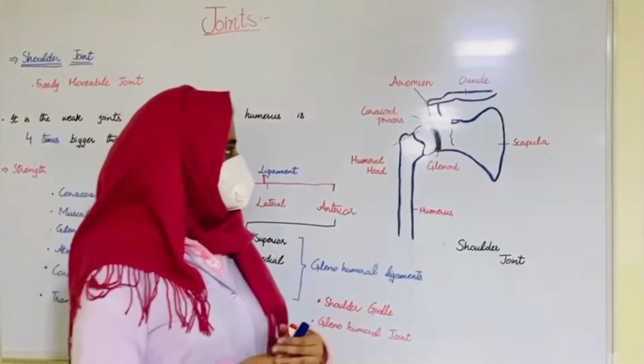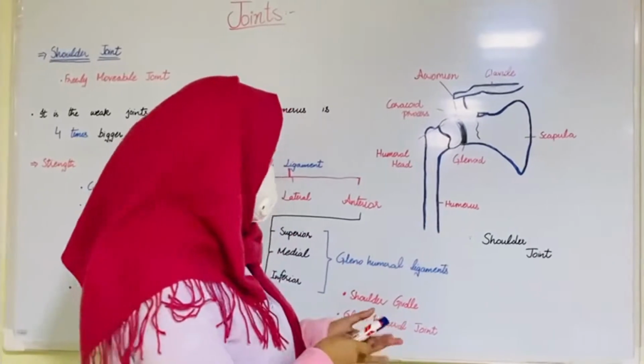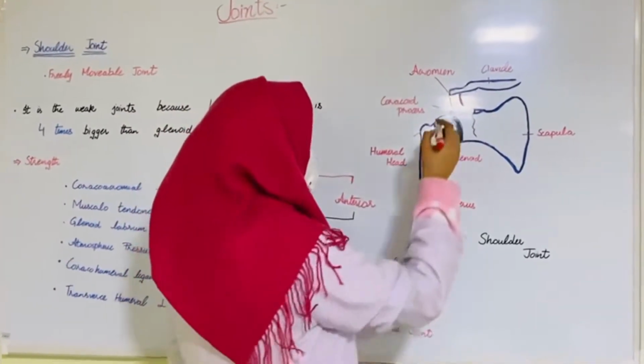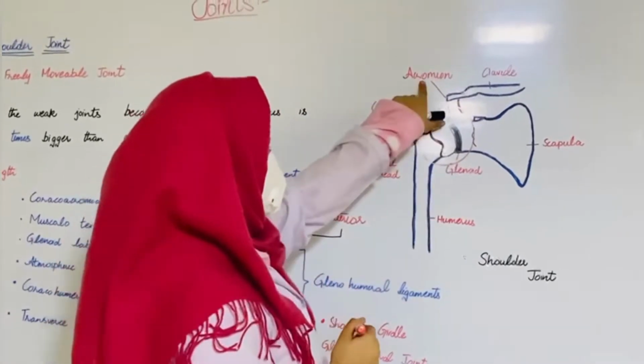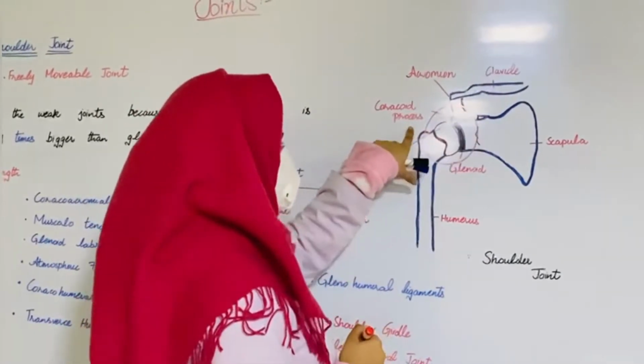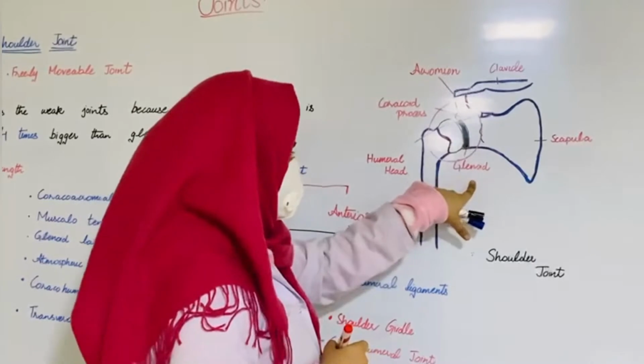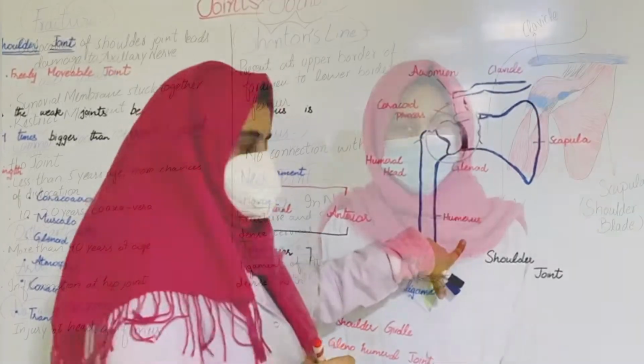In the diagram, I explain the shoulder joint is made up of the acromial process of clavicle, coracoid process of scapula, glenoid cavity and humeral head of humerus.